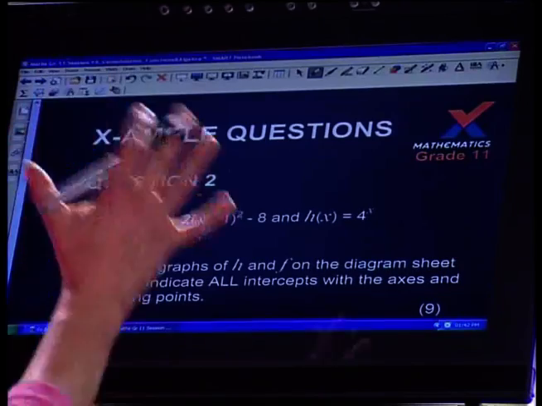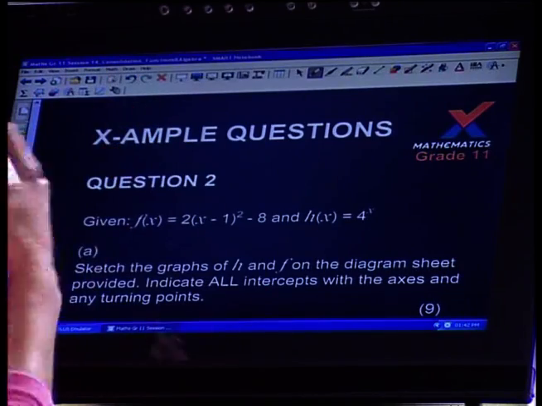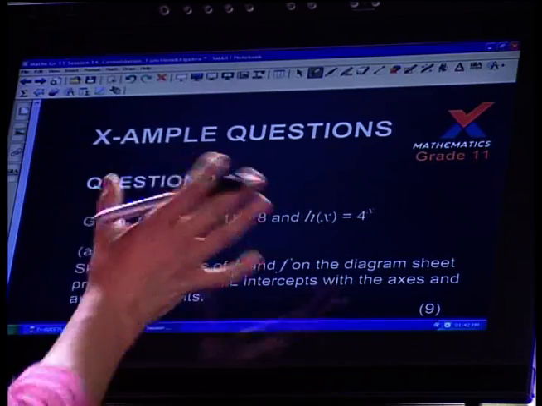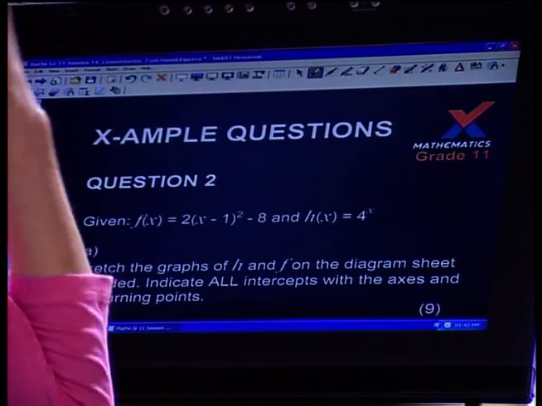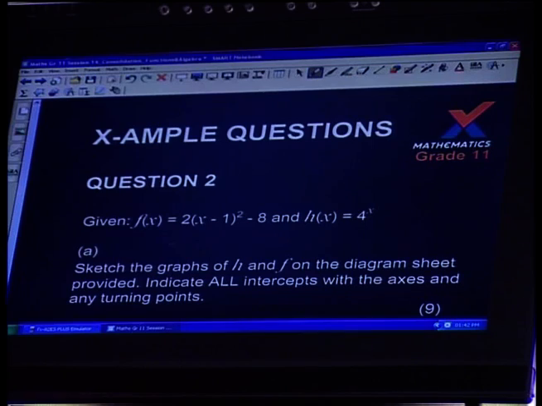Right, now the other two graphs that I discussed with you guys earlier on, the other two functions, were the parabola and the exponential graph. And question number 2 deals with those two graphs exactly. Now, before I even look at what they're asking me to do, I'm going to look at the equations and just try and form a bit of a mental picture.